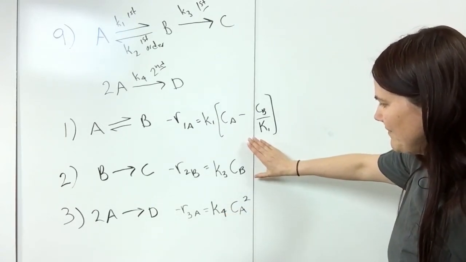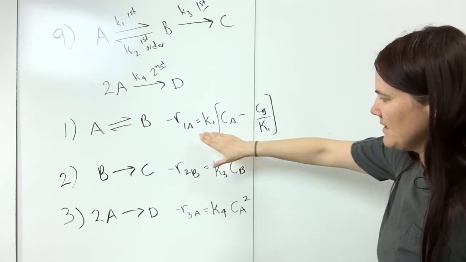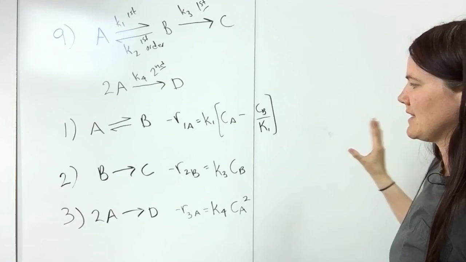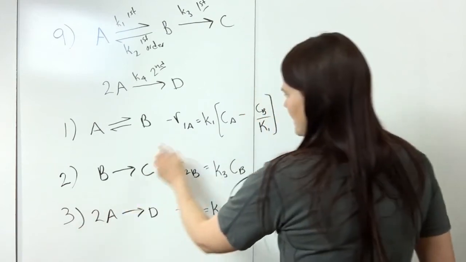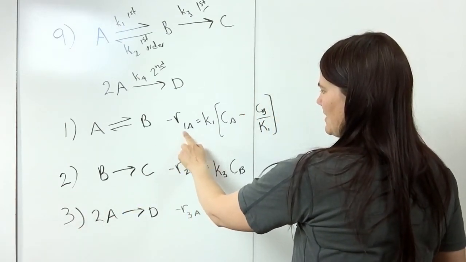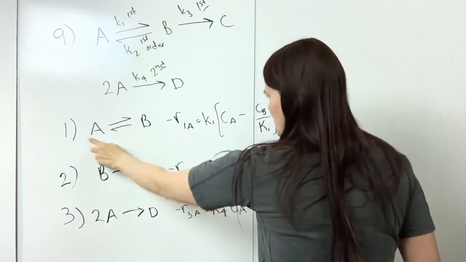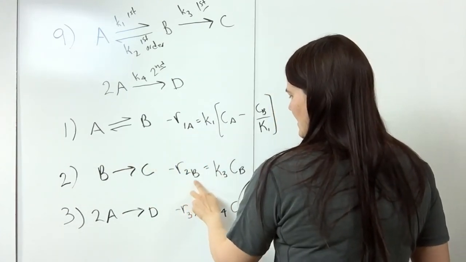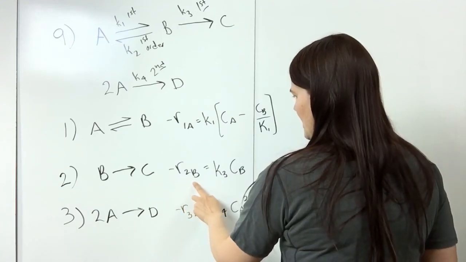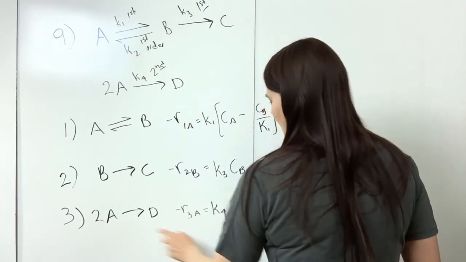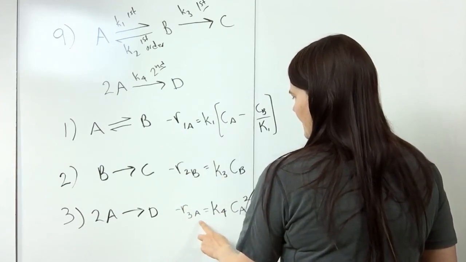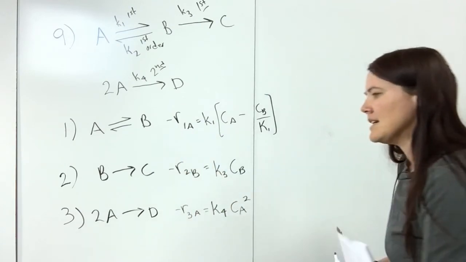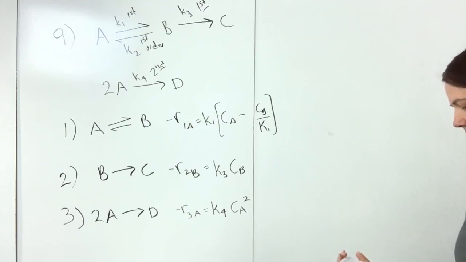When you're doing these problems, the most important thing is to just keep all your numbering straight. So I numbered these 1 to 3, and this rate law is R1, this is RA in the first reaction, so it's R1A. This is B in the second reaction, so it's R2B. And this is A in the third reaction, so this is R3A. So this first number is just the reaction number, and the second one is whatever your species is. Just make sure you keep that really clear. Otherwise, these problems can get kind of confusing.